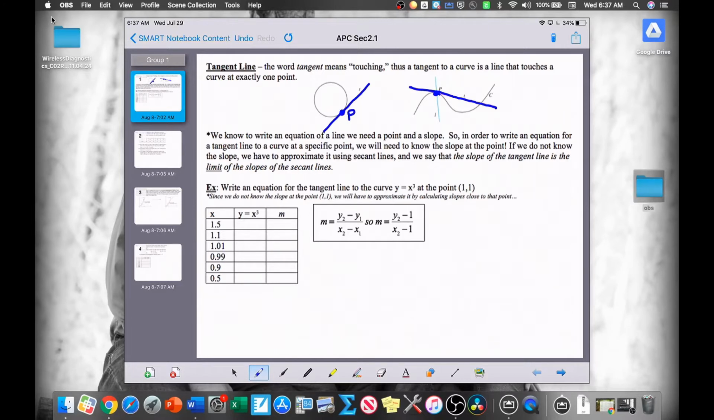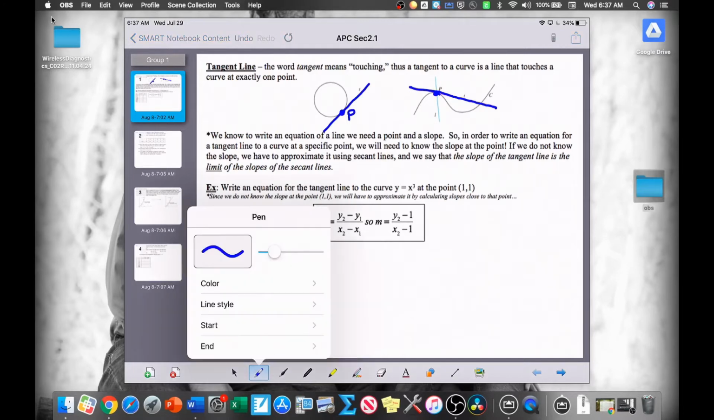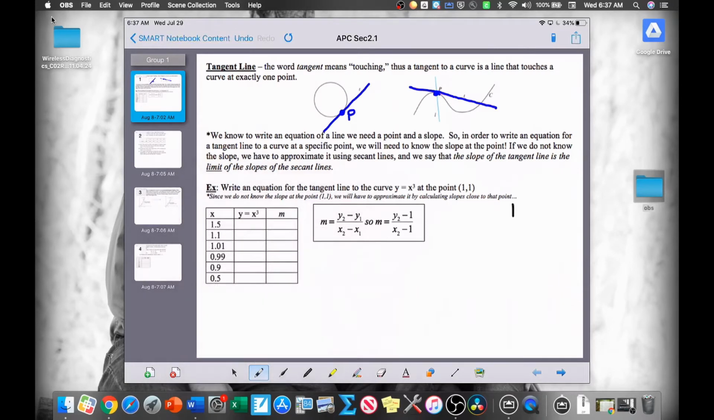So in our first example, we're asked to write an equation for the tangent line to the curve y equals x cubed at the point (1, 1). So before we do any work here, let's just sketch a little picture of what this looks like. So over here, I'm going to sketch a coordinate plane. And I know that the curve y equals x cubed, that's one of our parent functions.